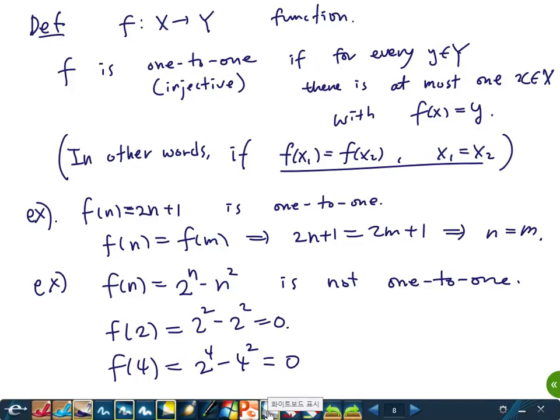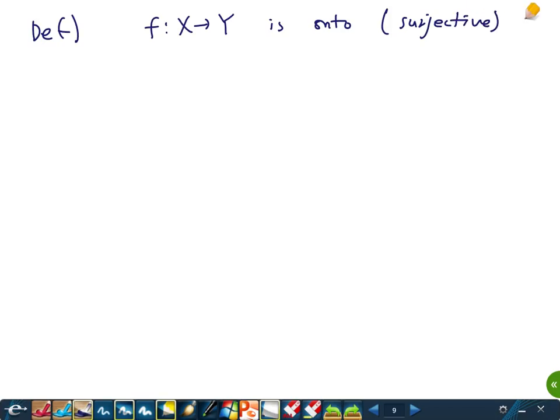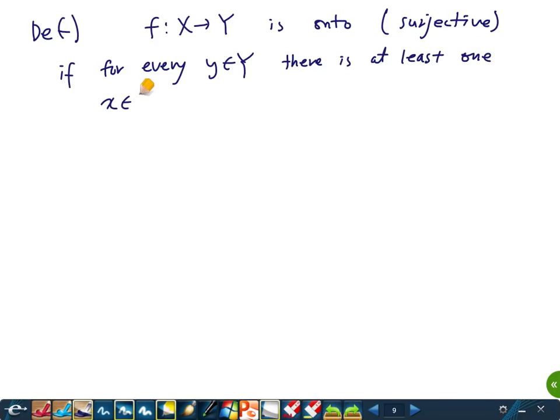And we also define surjective or onto function. A function f is called onto or surjective if for every y in the codomain there is at least one x with the condition f of x equals y.